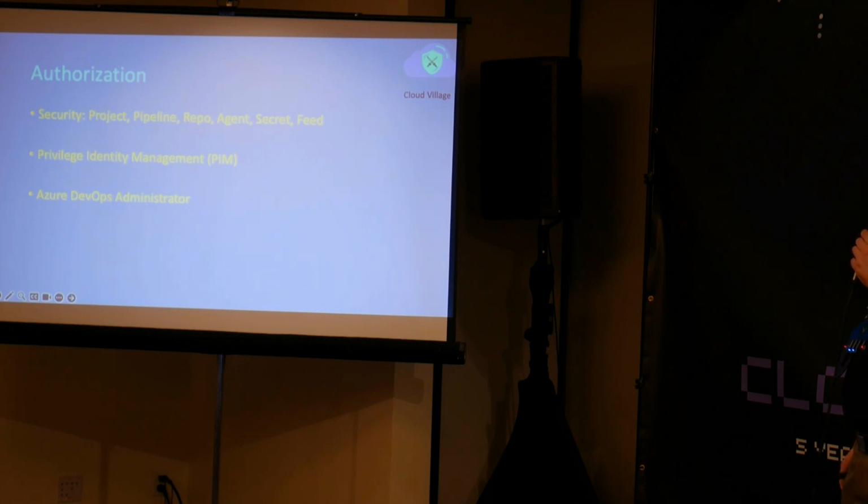The next thing is privilege identity management. If you have a higher role, for example, the project collection administrator group, then you can use privilege identity management. So the user has to log into the Azure portal and activate the role. It will be approved by, for example, 2 other people.